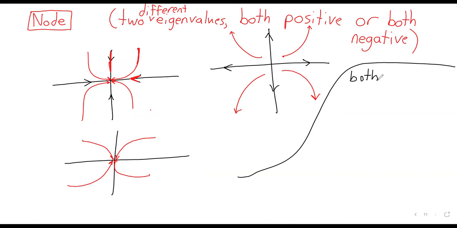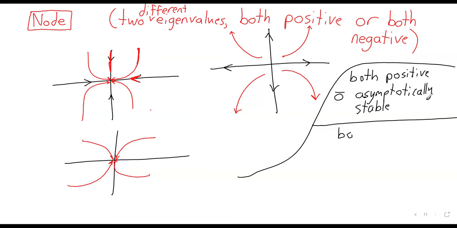Just making sure we get it down in writing. If the eigenvalues are both positive, the origin is asymptotically stable. If they're both negative, the origin is unstable. And again, if one of them's positive and the other is negative, we're in a different case. That puts us into the saddle case.